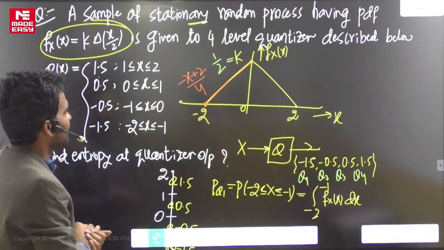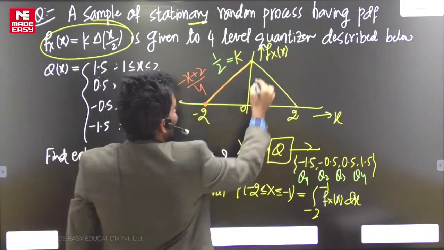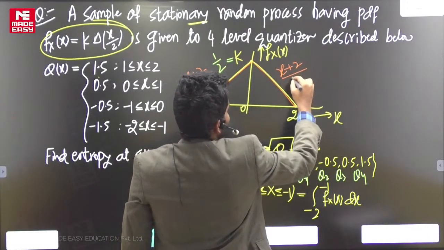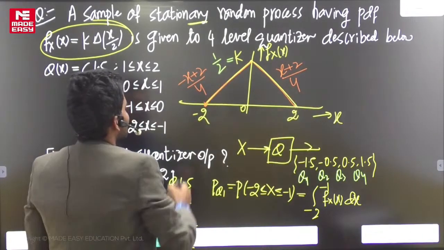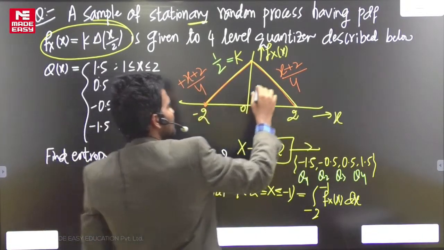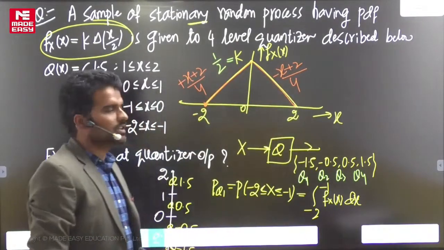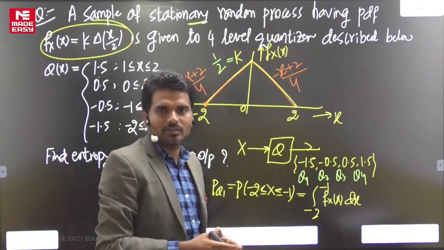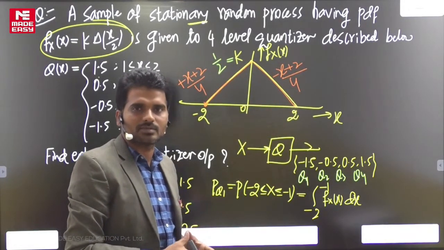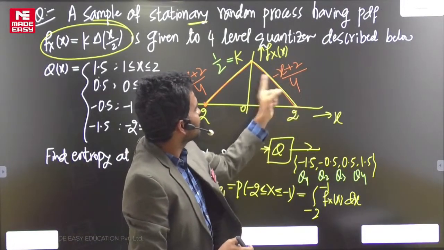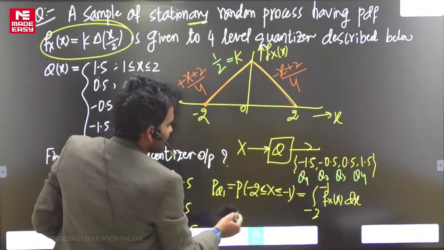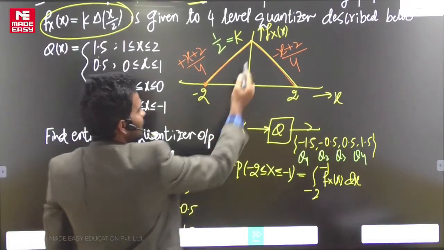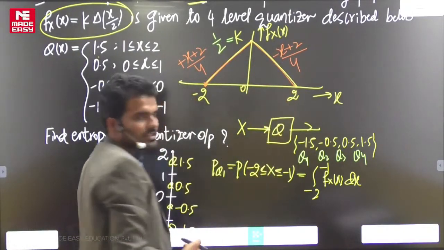x plus 2 by 4 for the left side, and minus x plus 2 by 4 for the right side, the line equation you will get. This is the line joining these 2 points, using the line equation y minus y1 equals y2 minus y1 by x2 minus x1 into x minus x1. So fx of x is x plus 2 by 4 where x is in between minus 2 and 0, and fx of x is minus x plus 2 by 4 where x is in between 0 and 2.